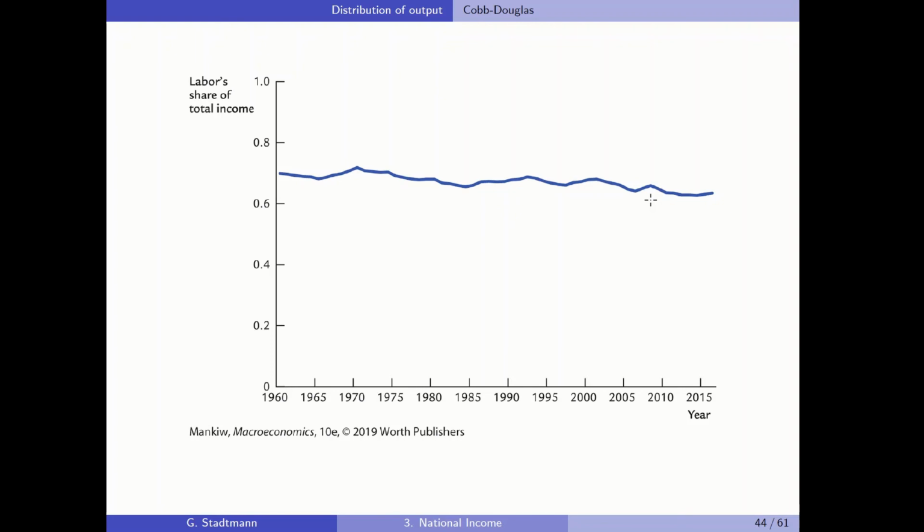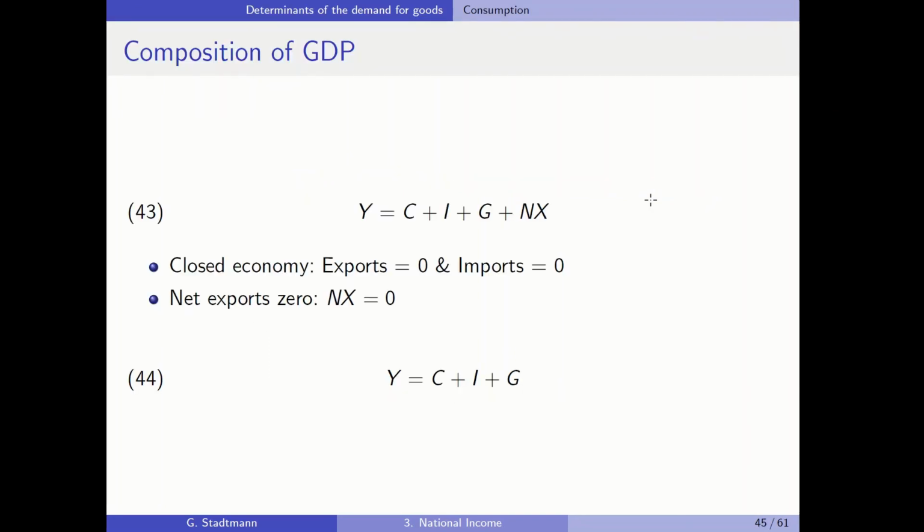But let's start a new subchapter. Let's talk about the determinants of the demand for goods. So we start by once more looking at the composition of GDP, where we have on the right-hand side the different components like consumption of the private households, investment of the companies, government spending, and net exports. But here in this chapter, we are looking at a closed economy so that exports are equal to 0, imports are equal to 0, and net exports are also equal to 0. Therefore, we only have to focus on these three components, C, I, and G.